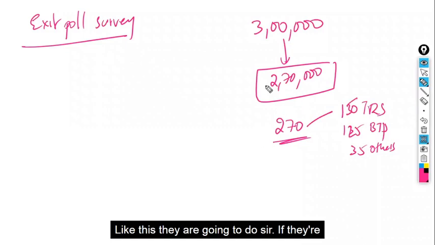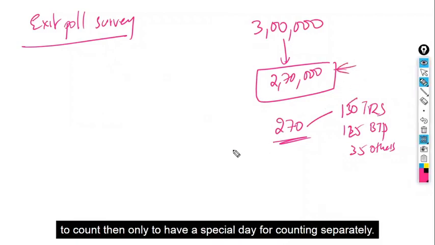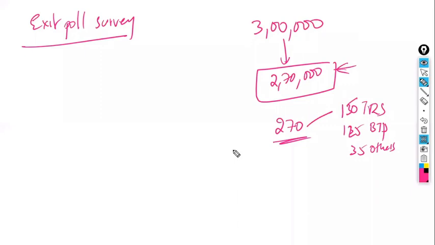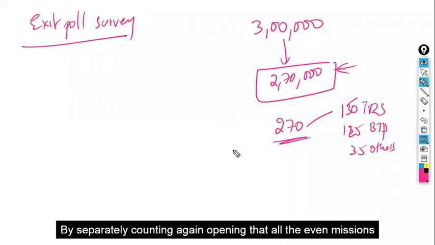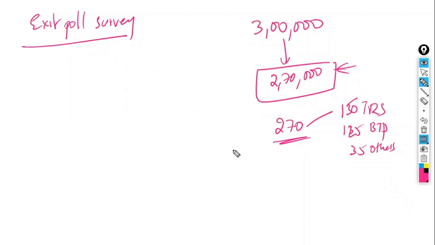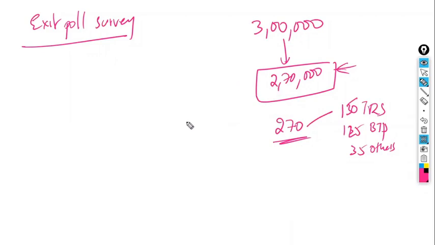Sir, if they are doing perfect survey, means they are collecting from all the population data, entire population data, then no need to count, they no need to have a special day for counting separately. Based on this only, we can directly conclude the answer now. Why separately counting, again opening all the EVM machines and again counting? So why they are doing? Because they are doing only on the sample analysis.